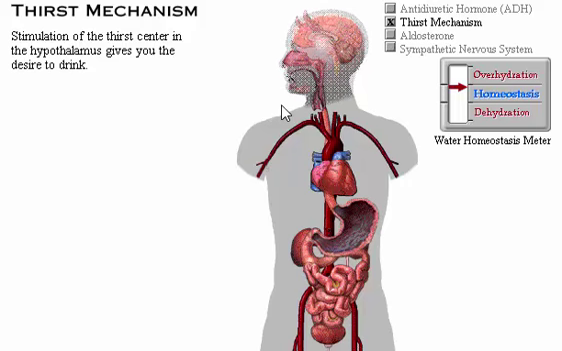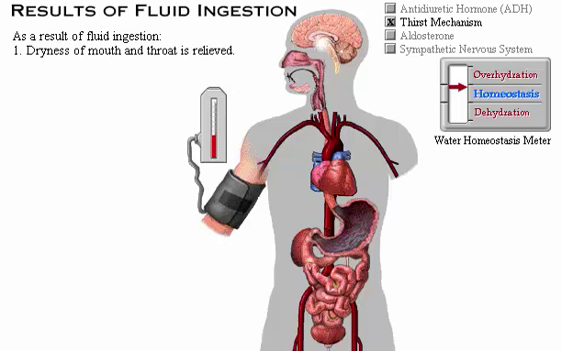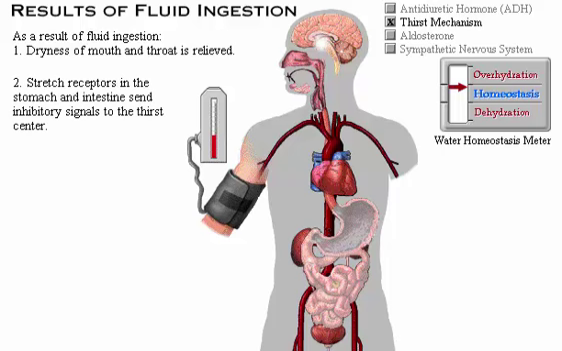This fluid ingestion relieves the dryness in the mouth and throat. Fluid ingestion also stimulates stretch receptors in the stomach and intestine to send inhibitory signals to the thirst center. When normal fluid volume is restored, dehydration is relieved. Renin secretion from the kidney and angiotensin II now decrease to baseline levels.